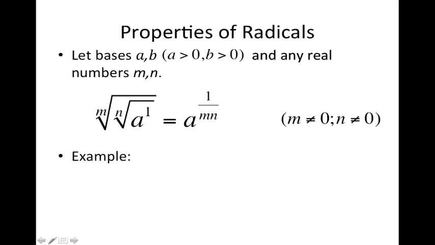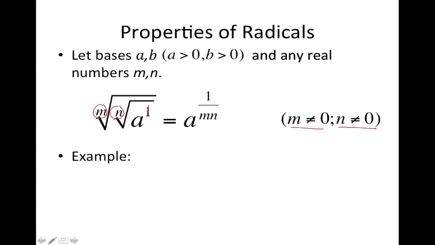Here we go. This is where it also starts getting fun. Now we have an nth root inside of an mth root. Again, we have to keep in mind that m cannot equal 0 and n cannot equal 0. So when we see something like this, raised to the first power, it's like saying just plain old a, so the mth root of the nth root of a. And that's going to equal 1 over mn.